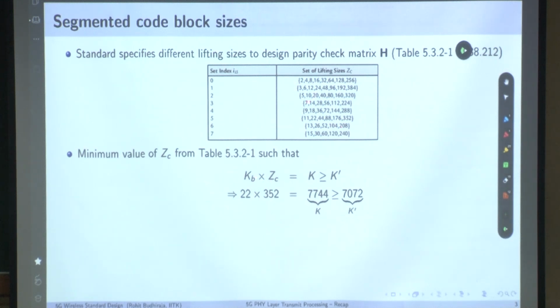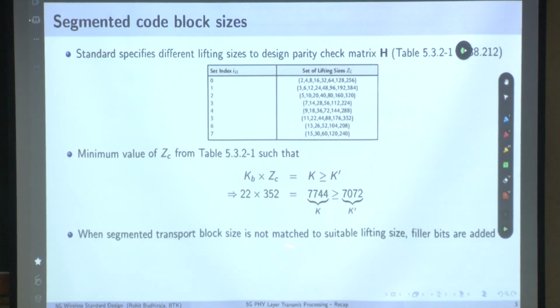It should be defined somewhere here. You can see that it has to come from here. Let's see where this is. So 22 into 352 turns out to be 7744, and any other number will be greater than 7744. You should not pick that ZC, because you have to pick the minimum ZC which ensures that K is greater than or equal to K'. That turns out to be 352. You cannot have any ZC lesser than this either, because then K will be less than K', which violates this condition.